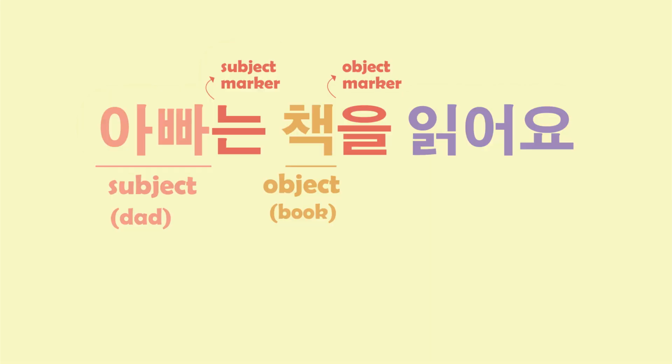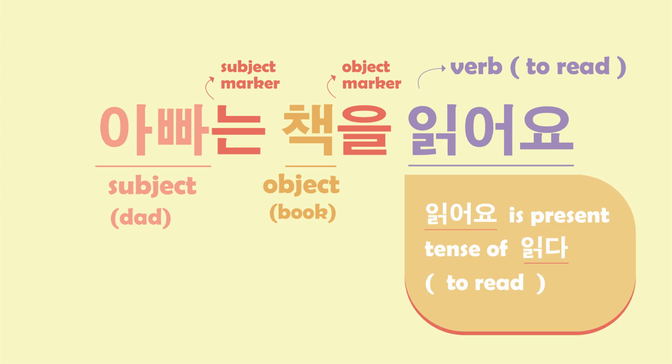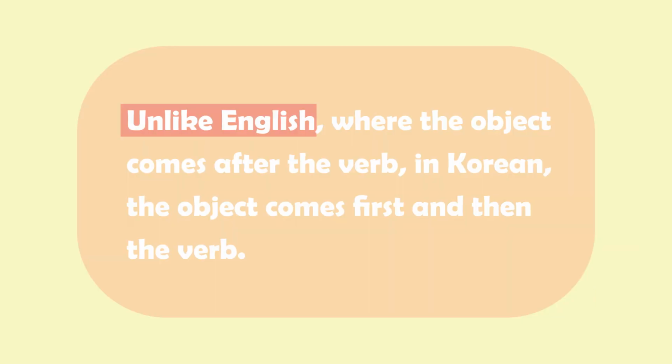Okay, the last part of this sentence is 읽어요. 읽어요 is our verb and it means read. And 읽어요 is the present tense of the verb 읽다. 읽다 means to read. Okay guys, as you can see, unlike English, where the object comes after the verb, in Korean, the object comes first and then the verb.